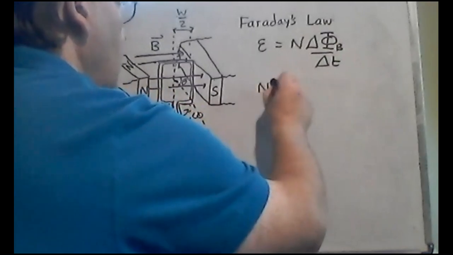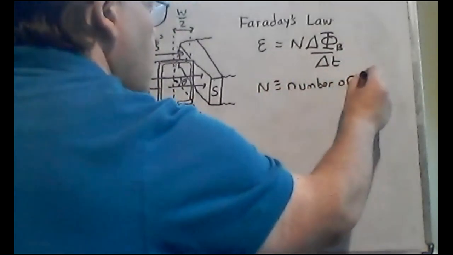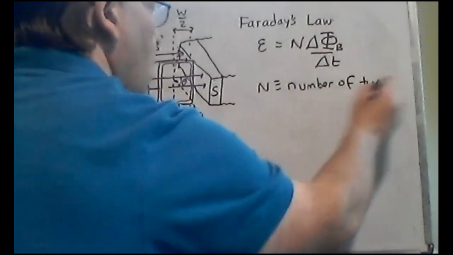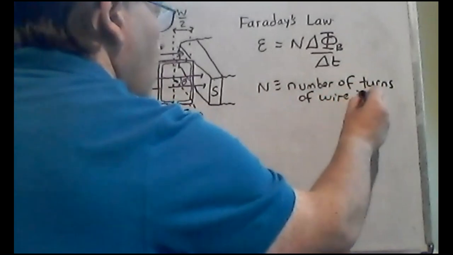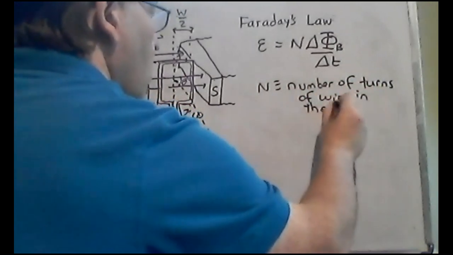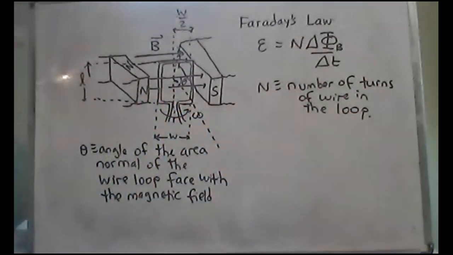So again, N equals the number of turns of wire in the loop. All right. So again, that's just how many times you wind wire around to make this loop. Each one of those is going to have its own current going through.